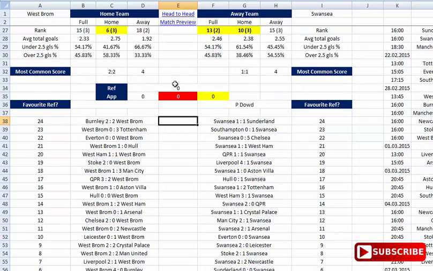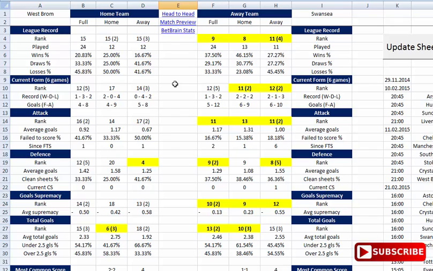Okay, and what I like to do is I like to compare this to the away side. Okay, so we've got West Brom, we've looked at them, and then we look at Swansea. And as you can see, some of these fields are highlighted. Okay, and that means that it's actually statistically stronger than the other one. So the full ranking for their league record, home and away combined, Swansea actually around 9th. They're in 9th, okay, and that's better than 15th, so 9th is highlighted.